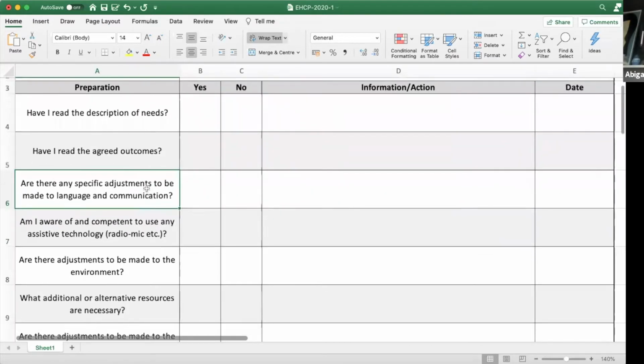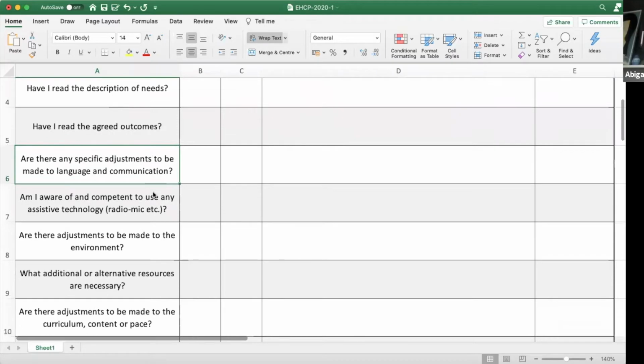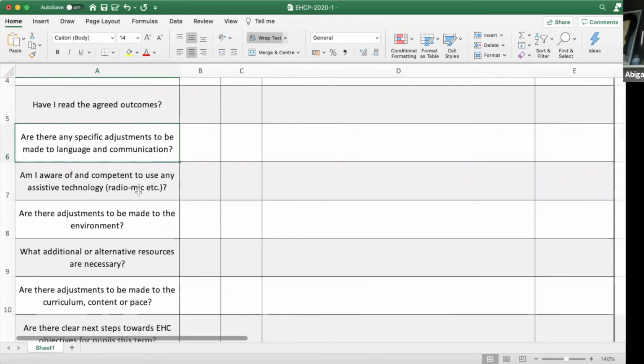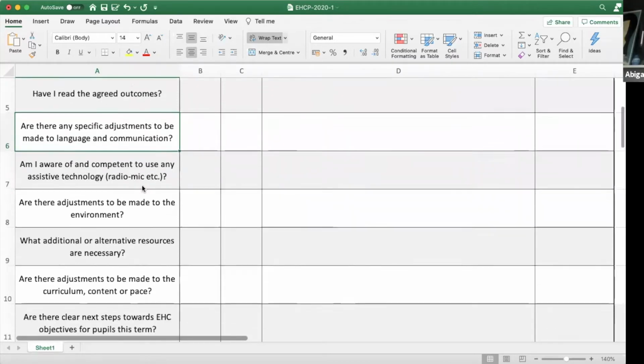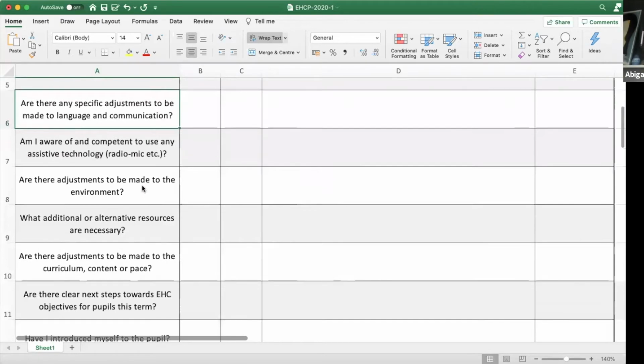Are there specific adjustments to be made to language and communication? Is this a child that you're going to need a visual timetable for? Is it a child that you might be using a system like PECS for? Is it a child who you may want to use some Makaton and some sign language with? So what do we know about communication? And what follows on from that: is there technology to be used to support that as well?